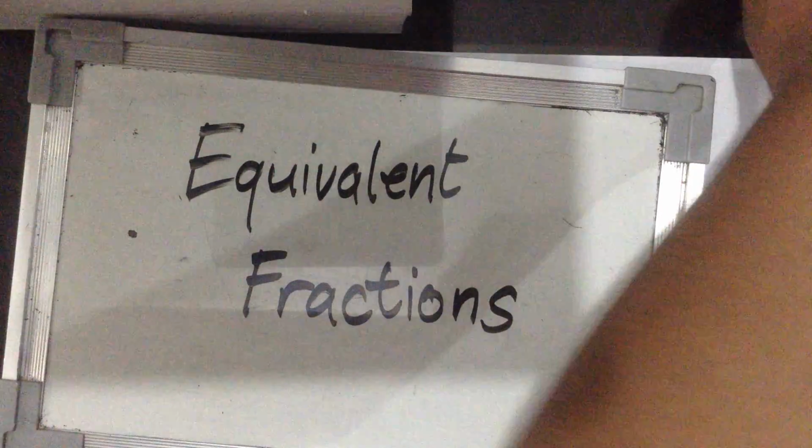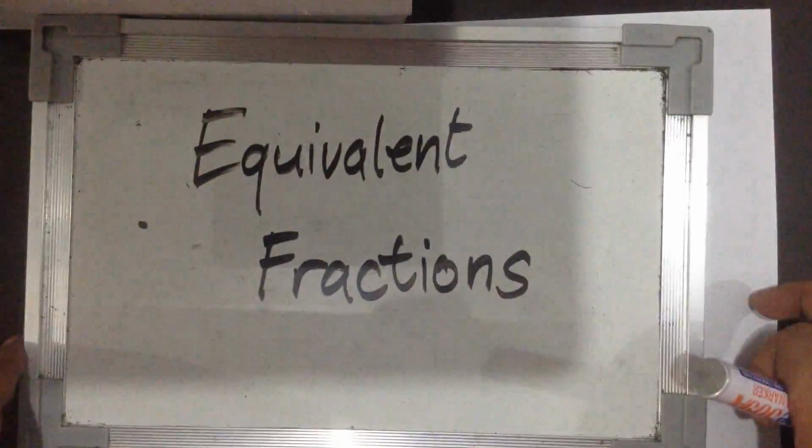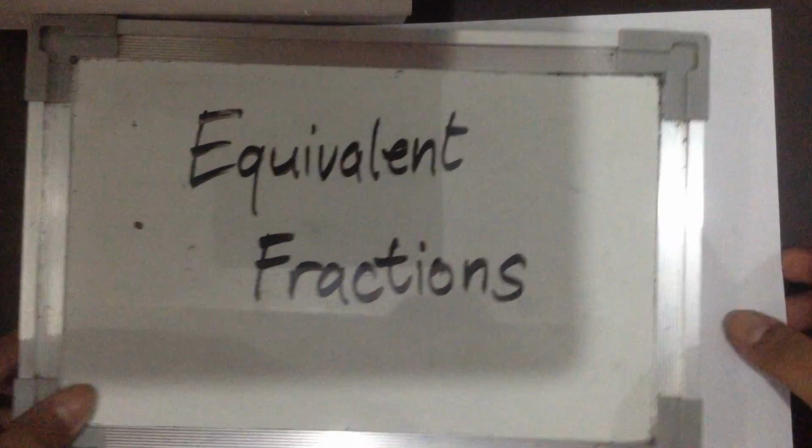Today, we're going to discuss equivalent fractions. Equivalent fractions are a bit confusing, but we'll see. So what I have here is a sheet of paper. This sheet of paper will be like one whole. It doesn't fit the frame. So this sheet of paper is one whole.